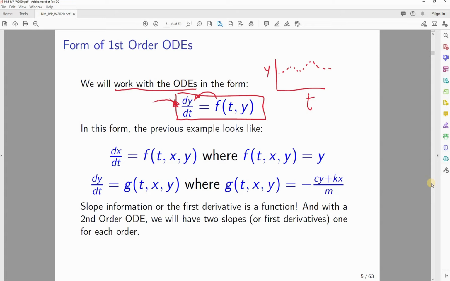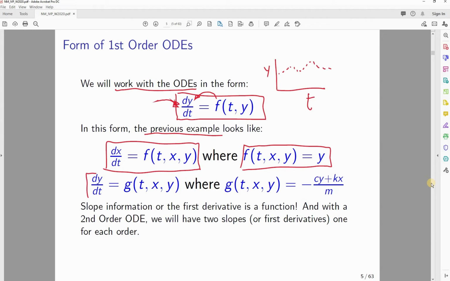All right, so in this form, the previous example looks like this. We've got one function, this is kind of our intermediate function, and of course we defined it as y, so the function itself is going to return y. And the other function, dy/dt, that higher order second derivative, is also defined, and here we have g, a function of t and x and y, and in fact there can be other things right here. Is this minus cy plus kx divided by m, recognizing that this y right here is going to be solved at the same time as this equation up here.